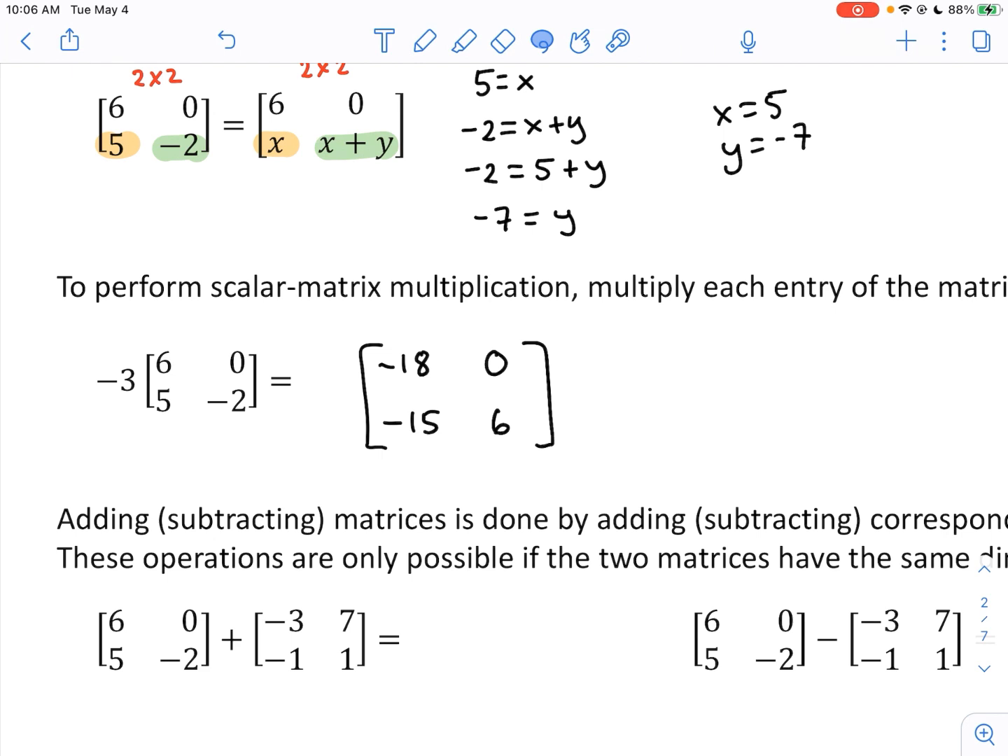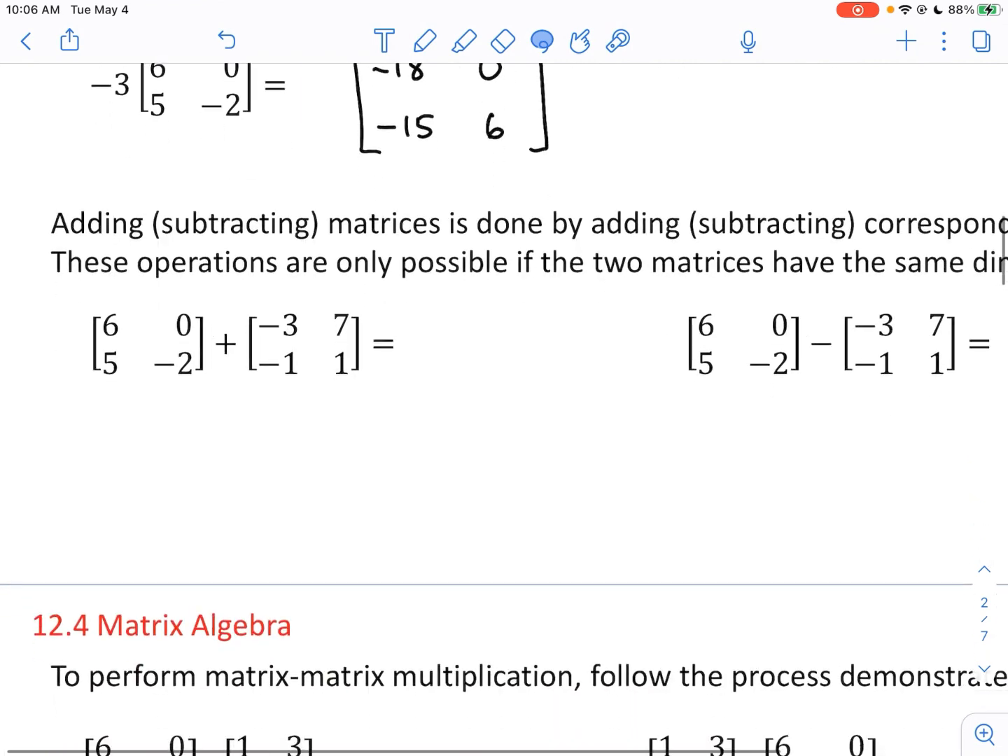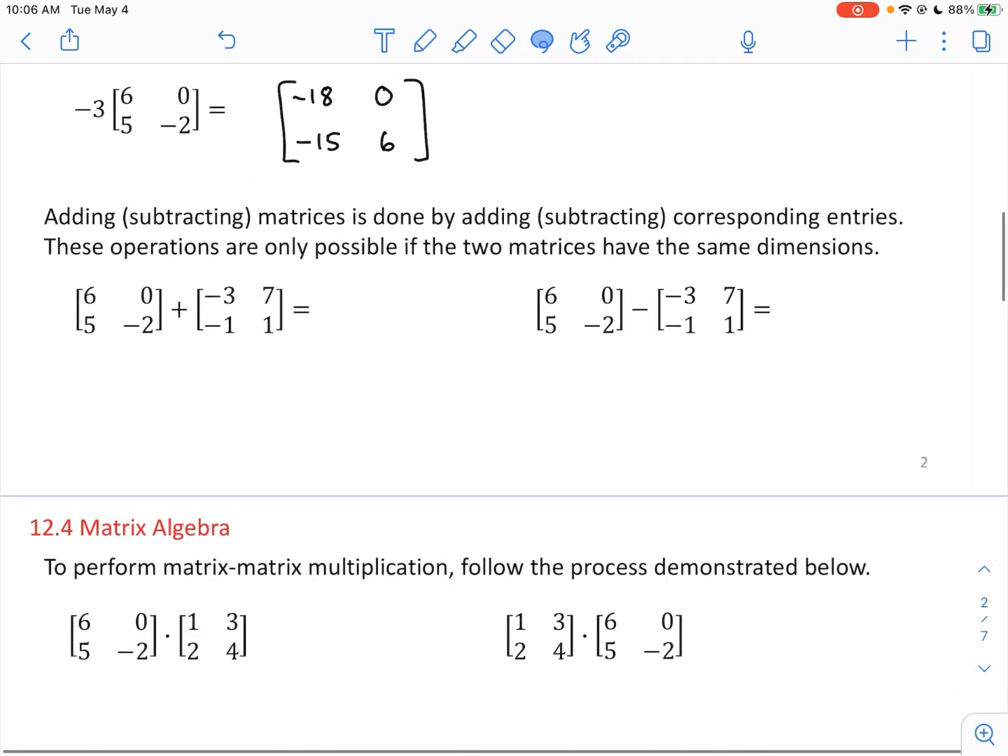You could put the -3 on the right side of the matrix and multiply that way, and you would still get the same result. Now adding and subtracting matrices is done by adding or subtracting corresponding entries, and these operations are only possible if the 2 matrices have the same dimensions. So again, we have a 2 by 2, and we're adding it to another 2 by 2. A second example will be subtraction of 2 2 by 2s.